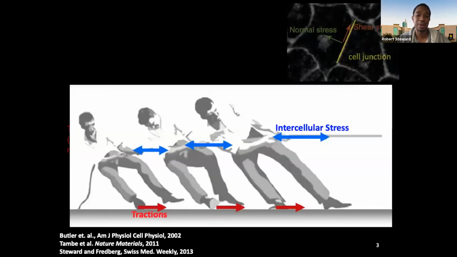And again, you all may have seen this as well, but I always like to describe tractions and intercellular stresses as we have these guys here playing tug of war, right? The tractions are the force that's being exerted as you're pushing down on the ground. And you could think of the intercellular stresses as the tension in the rope.